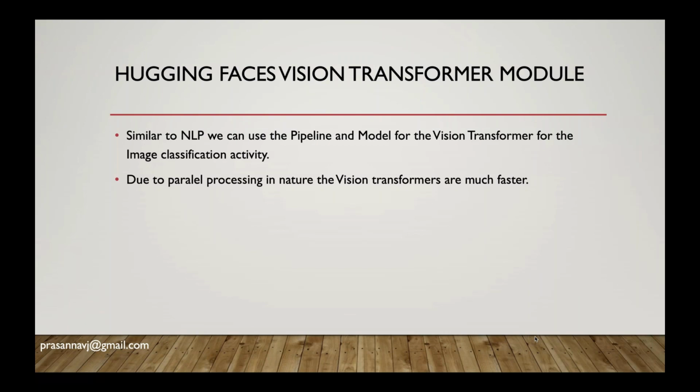They provide the vision transformer with the same approach of pipelines and models, so you can utilize the pipeline and the model for your image processing. The basic use case covered phenomenally by vision transformers is image classification. You give an image, and it will beautifully tell you what that image is all about. Let's look at the demo of it.